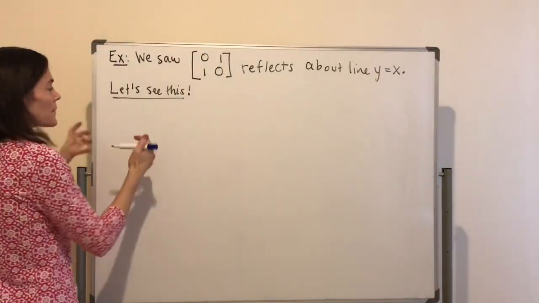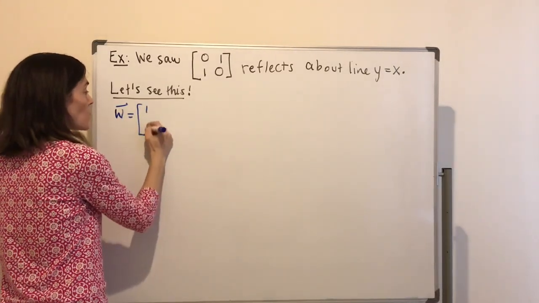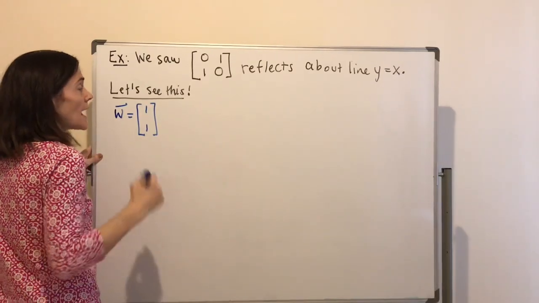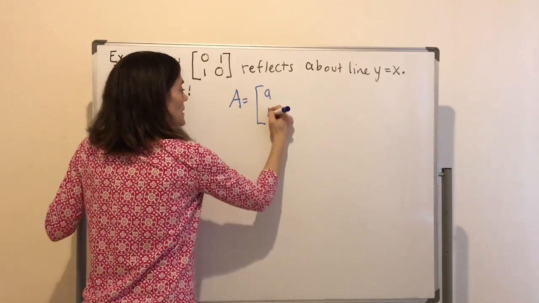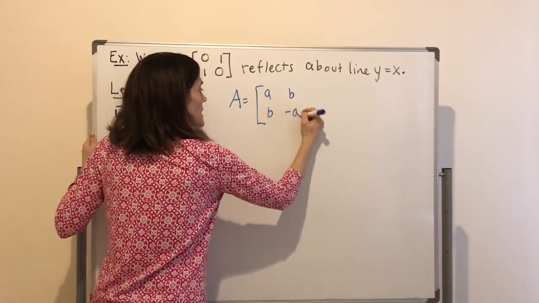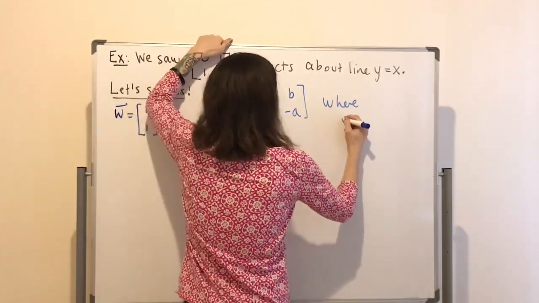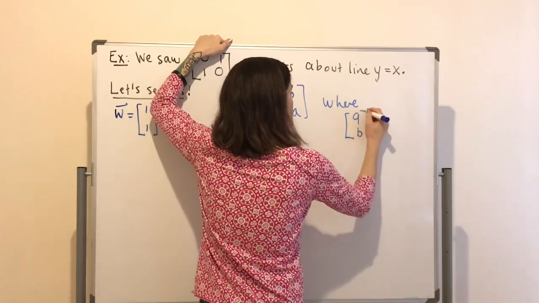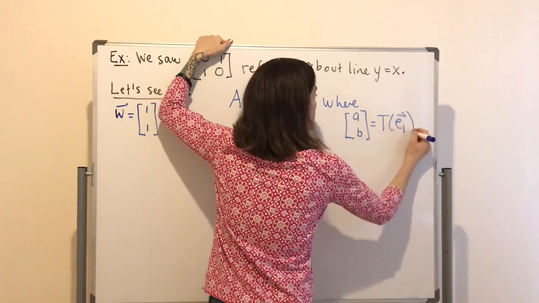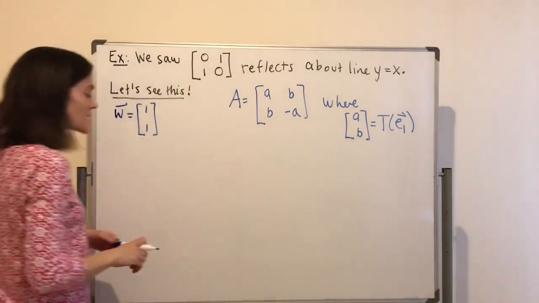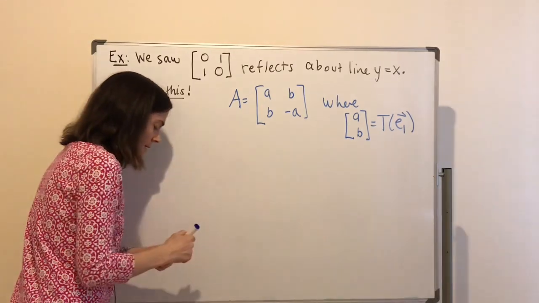Well, what would the W be on the line y equals x? You can take W to be (1, 1), for example. And then the matrix A will have the form [A, B; B, minus A], where this is the T of E1. I mean T as in this linear transformation, which is reflection. So how do we calculate this?